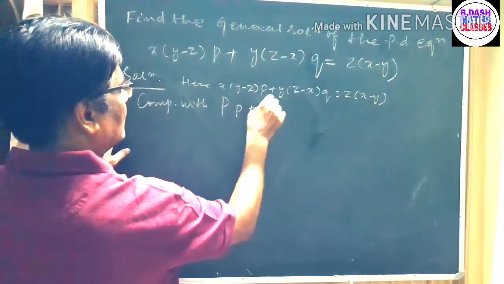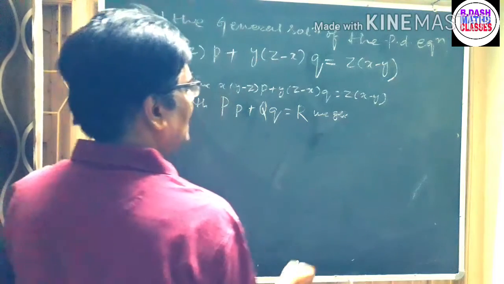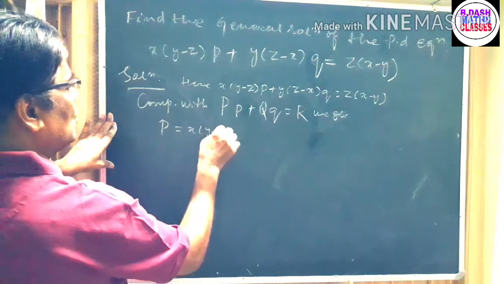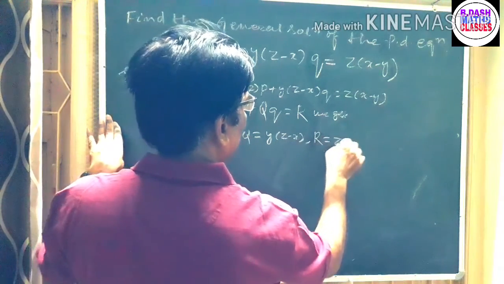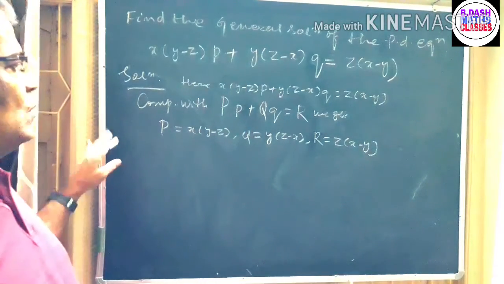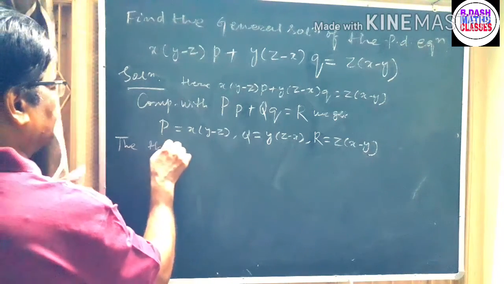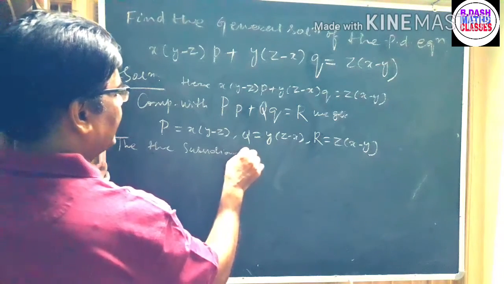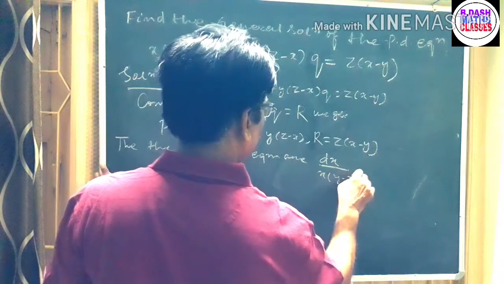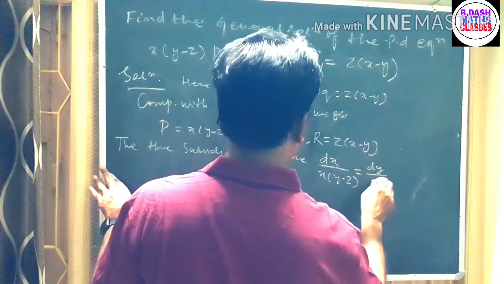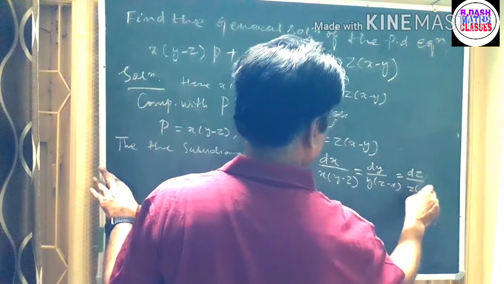Now comparing with capital P small p, capital Q small q is equal to R, we get P is equal to x into y minus z, Q is equal to y into z minus x, R is equal to z into x minus y. So we are getting the value of P, Q and R. Then the subsidiary equations are dx by x into y minus z is equal to dy by y into z minus x is equal to dz by z into x minus y.